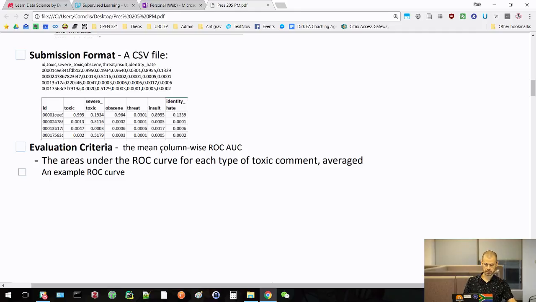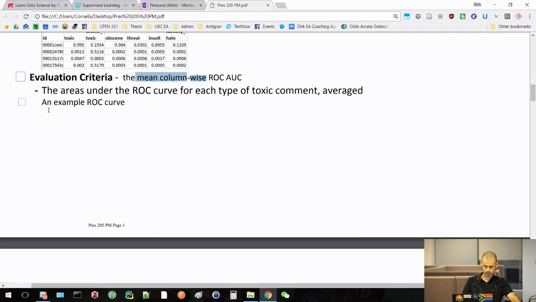All right, so the evaluation criteria is the mean columnwise ROC AUC. ROC stands for receiver operator curve. AUC is just area under curve. So it's the area under this receiver operator curve. But remember, we're doing basically six different predictions. So we're going to take the average over all six of those predictions as well. So let's first understand what this receiver operator curve is.